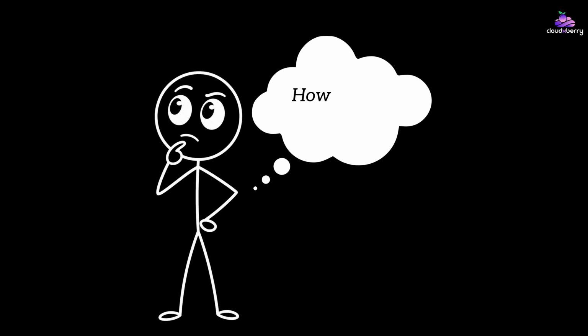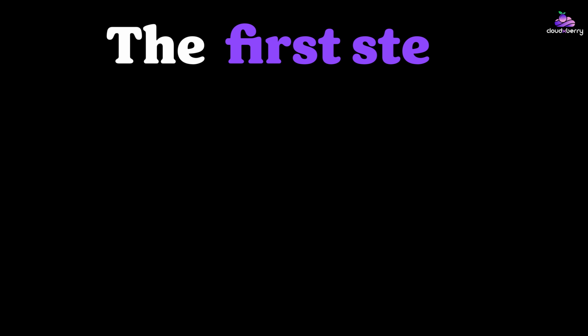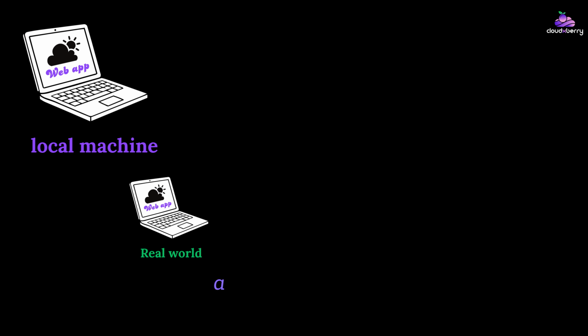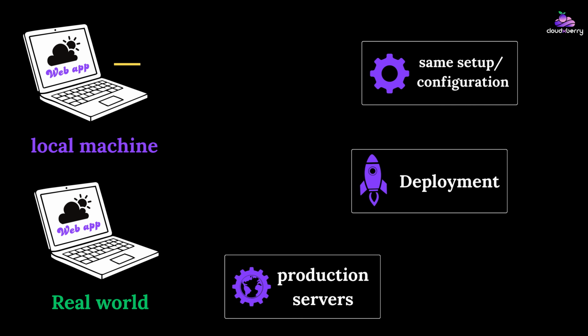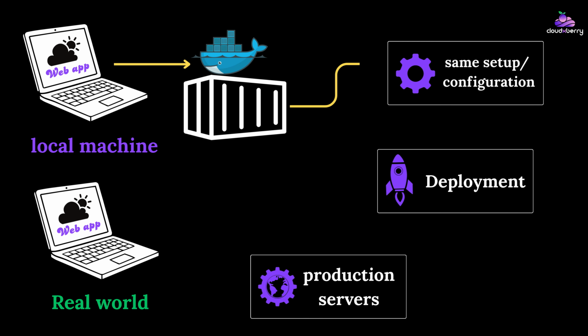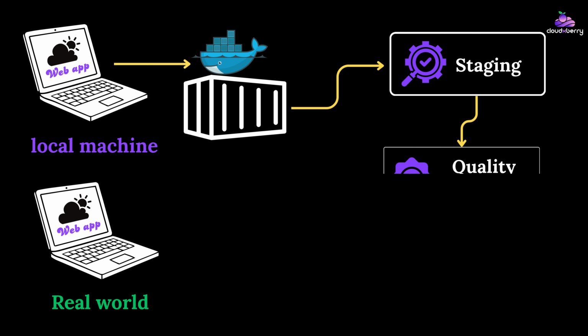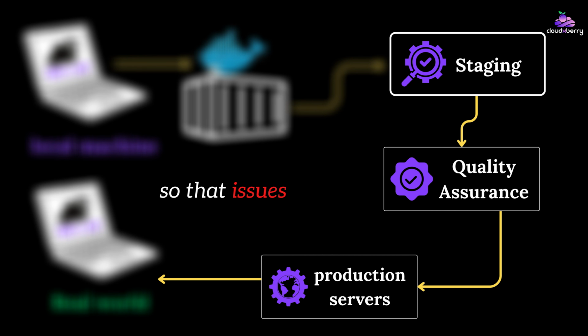So the question is, how do we handle all this? The first step is reducing the gap between development and production. Strong engineers aim for environment consistency. They use tools like containers to ensure that the same setup runs everywhere. They also maintain staging environments that closely resemble production so that issues can be caught early.